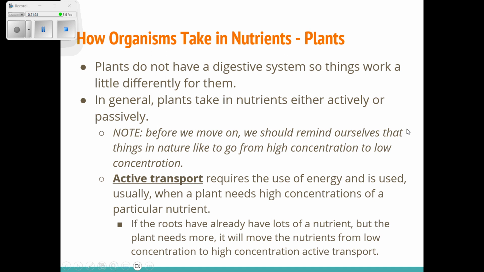Plants do not have a digestive system, so things work a little differently for them. In general, plants take in nutrients either actively or passively. The first one is active transport, which requires the use of energy and is used usually when a plant needs high concentrations of a particular nutrient. So the key part there is it uses energy to take in the nutrients. If the roots already have a lot of nutrients, but the plant needs it more, it will move the nutrients from low concentration to high concentration.